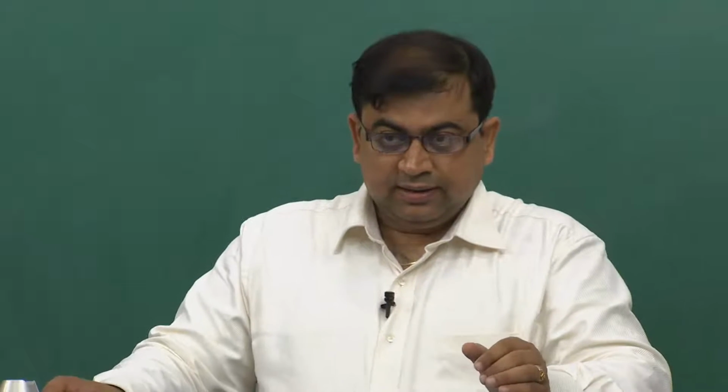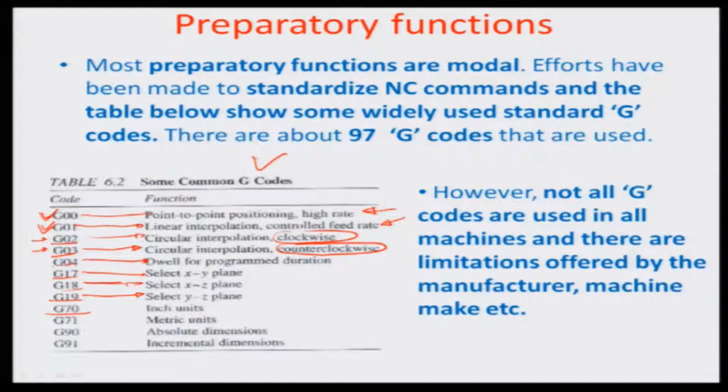Then you have G commands representing the basic dimensions. For example, G70 represents inch units. Once you have programmed G70, every reading that the controller interprets from the numbers you are feeding into the system as a programmer would be taken in inches. Okay. Similarly, G71 indicates metric units, where every reading that you as a programmer punch into the system would be taken to be in millimeters. That is how the metric system would be.